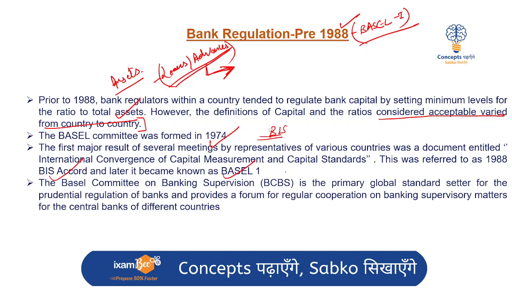So the Basel Committee on Banking Supervision is the primary global standard setter, because all these capital standards are adopted by the member countries globally, and they are standard norms and regulations which would be uniform across the countries. Here and there, discretion would be given to the central banks of the respective countries to make modifications as per their financial system, but still the overall norms and regulations are standardized.